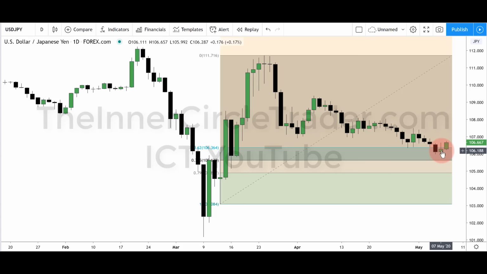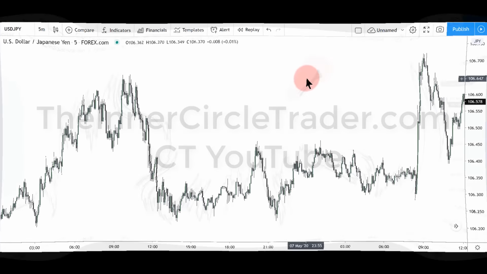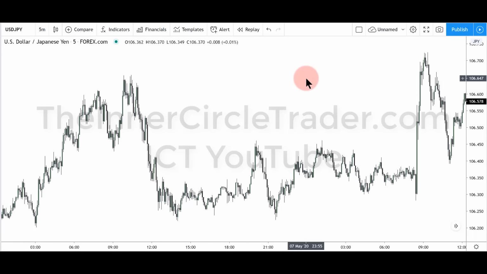Now we're going to drop down into a 5-minute chart. All right, so here's our dollar yen 5-minute chart. I'm going to give you a moment to take a look at this. Pause the video and study what you think you see here. And when you're ready, just unpause the video and watch the explanation for the pattern recognition example for today.